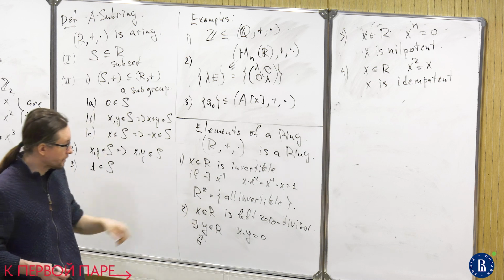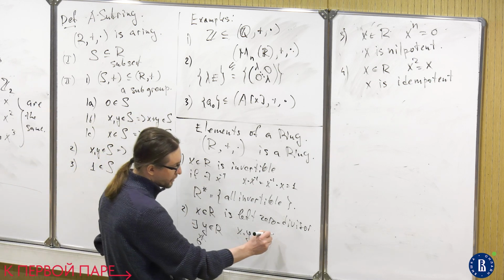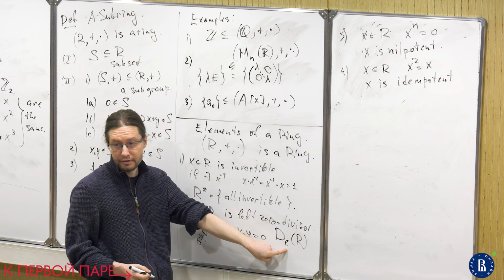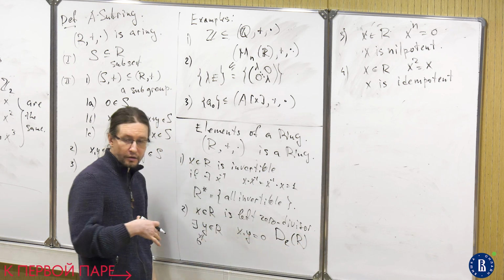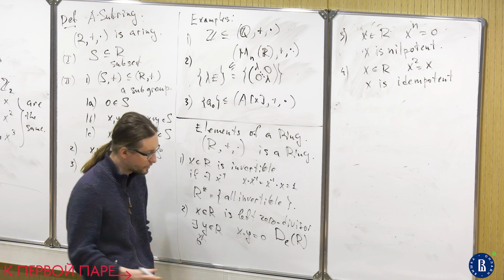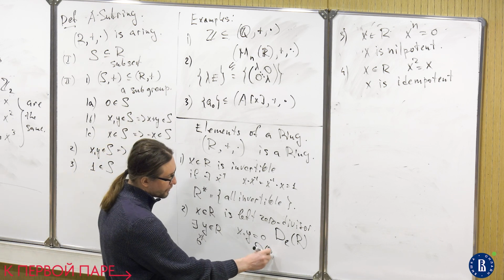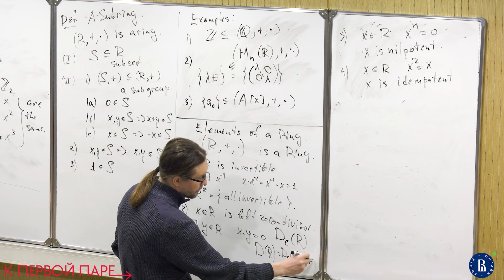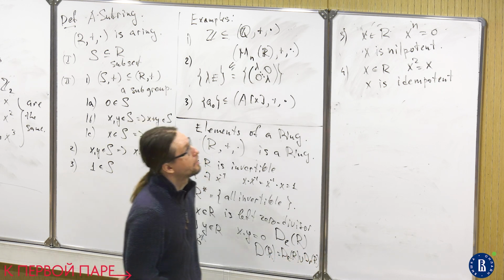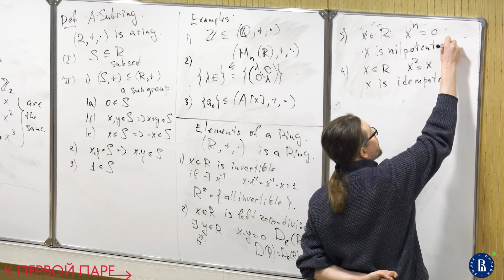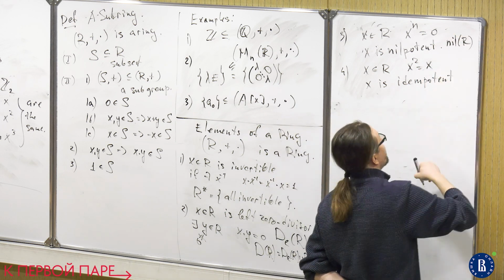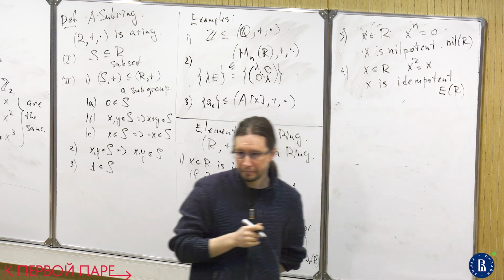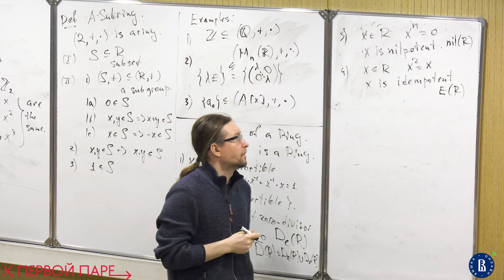Just in case, the set of left zero divisors is denoted by D_L of R. D_R will be the set of right zero divisors. And D of R is just the union of the left and the right zero divisors. The set of nilpotents will be denoted by Nil of R, and the set of idempotents will be denoted E of R.